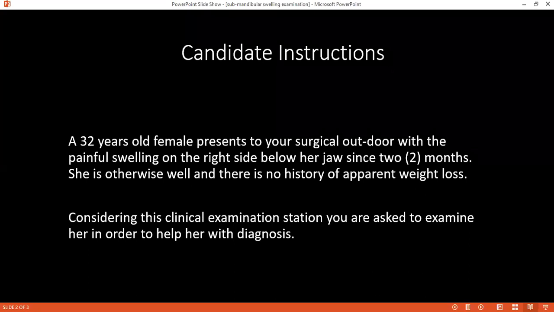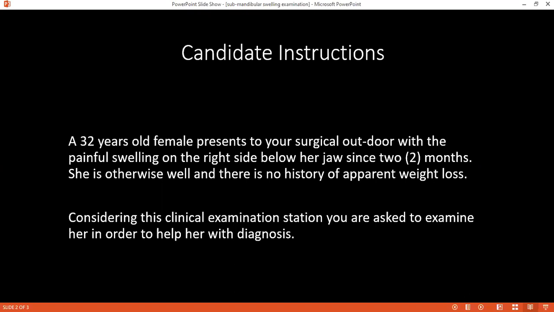Thank you. Today I'm asked to examine the swelling in your jaw. This will include looking at it, feeling it, and also doing some tests. Are you okay with that? Yes. Okay. So could you point at the site of the swelling for me? Yes. Thank you so much. Below the jaw. I'm going to see that from the front.